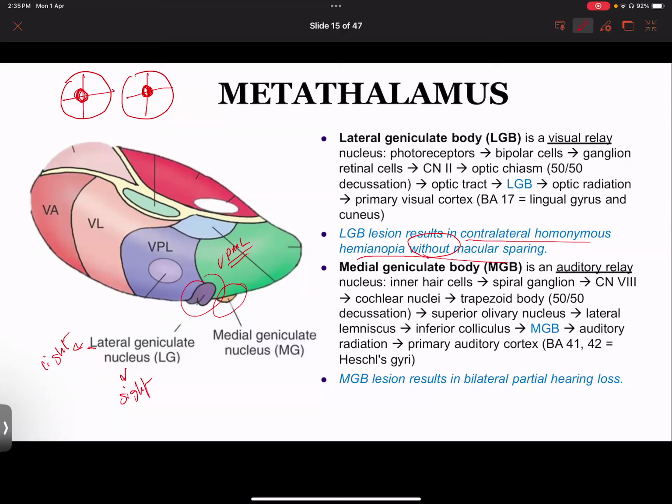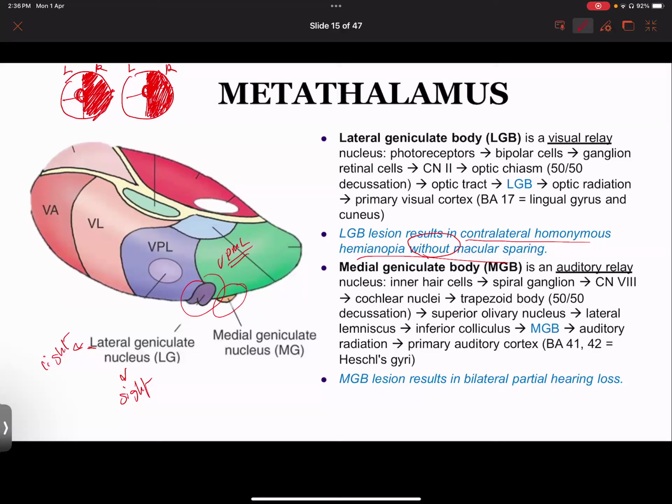Let's say the injury was to the left lateral geniculate body. What happens is that the right side is going to be affected. The right side of the eye is going to be affected, so they're going to be blind on that side. It's not spared, so they're not going to be able to see from this side. It's usually in both eyes. I know it sounds crazy, but that's the way it manifests.